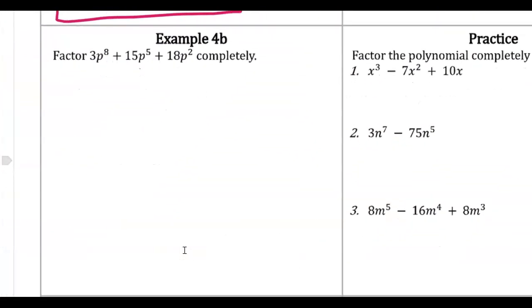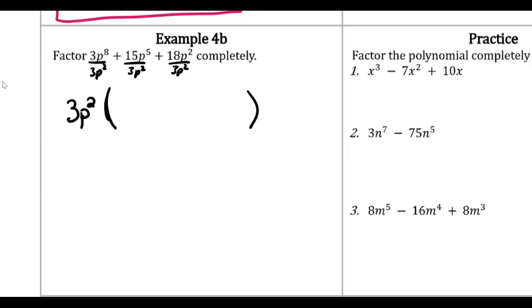Okay, so let's look at this one. The first thing I always do on these is look for a GCF, a greatest common factor. So a GCF that could come out of here, 3 goes into everything, and p squared. So I'm going to divide everything by 3p squared. I like to show it just so I don't mess anything up.